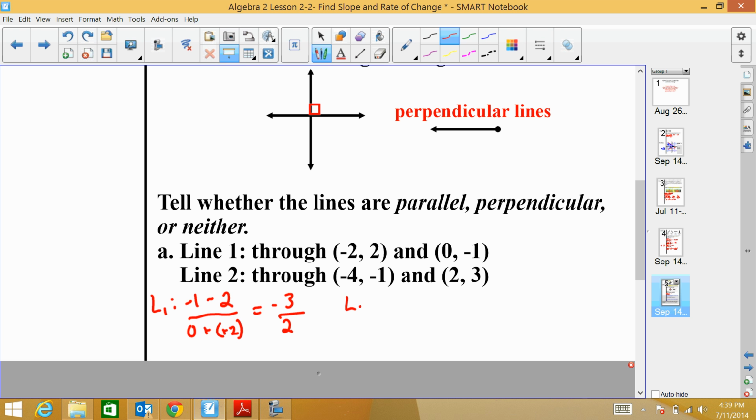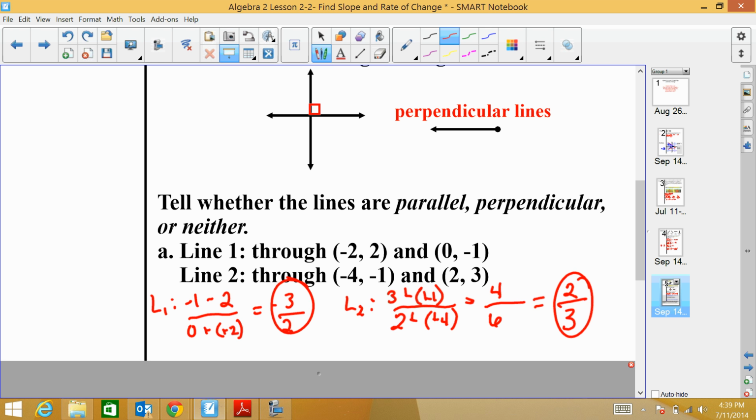Now let's find the slope of line 2 and then we'll have our answer. So this one I would do 3 minus -1 over 2 minus -4. So then these are all going to change to addition. So 3 plus 1 would be 4, and 2 plus 4 would be 6, and I want to make sure to reduce. So if I divide those by 2, I get 2/3. So here are my slopes.